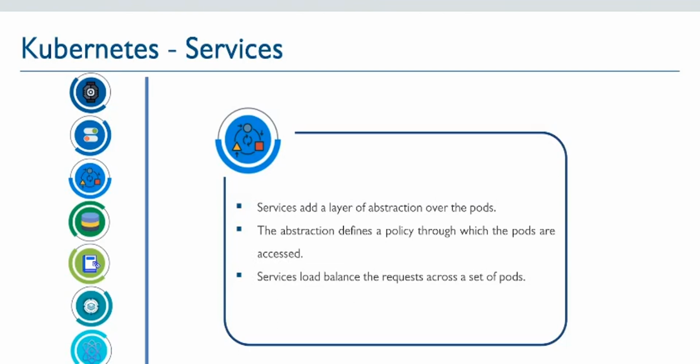So services add a layer of abstraction over the pods. The service defines a policy by which the pods are accessed, and services load balance the requests between the pods. Like I have 3 pods and I've created one service. When I send my request to that service to access the pod, the service will send that incoming request to any of the 3 underlying pods. That is what services are meant for.